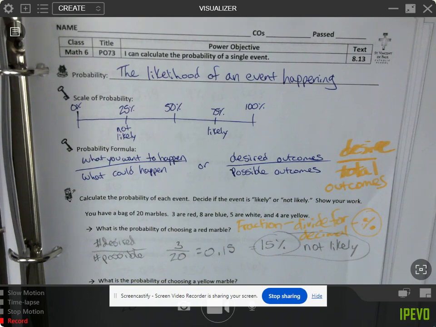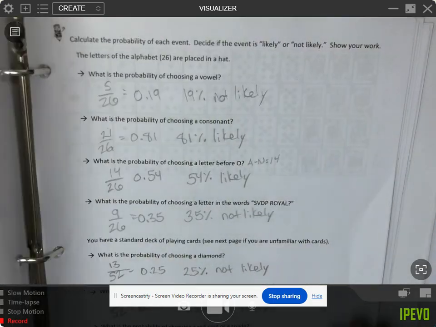So what you really need to know, if it asks the question, is it not likely or likely? If it's less than 50%, the closer you get to 0, the less likely it is. Not likely. Over 50%, the closer to 100, the more likely it is to happen. You can definitely put that on the help sheet. Not an example, it's a scale. Okay, Marina? Yeah. Okay. Next objective.